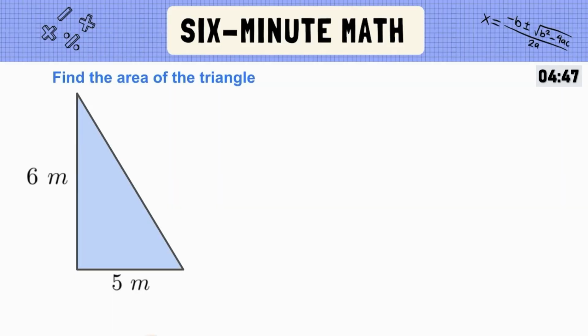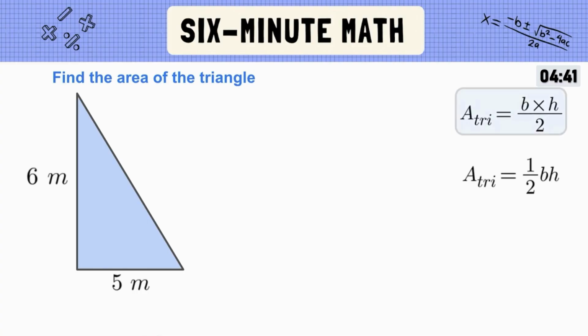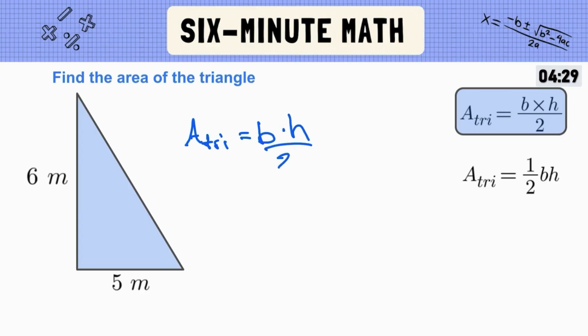Let's find the area of the following, and I have both of my formulas. For this first example, let's use the top one. So the area of this triangle, we're going to go base times height divided by 2. My base is 5. My height is 6.